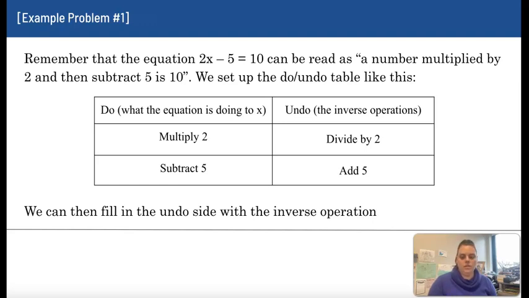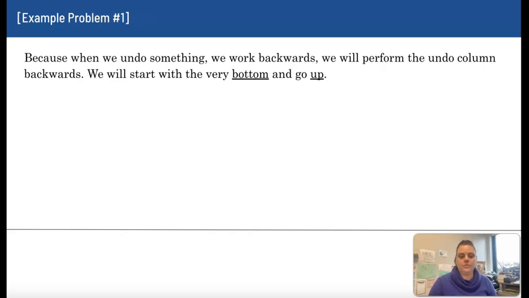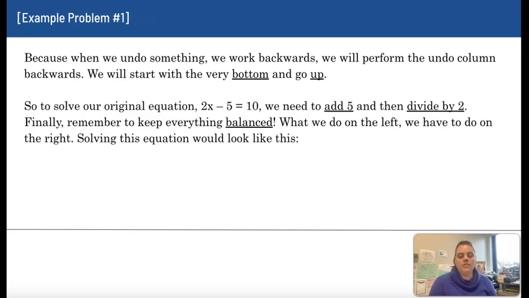Now, it's important to note that because when we undo something, we work backwards, we're going to perform the undo column backwards. So we're going to start from the bottom and go up. To solve our original equation, 2x minus 5 equals 10, we are going to need to add 5 and then divide by 2 because we're going from the bottom up. Finally, remember to keep everything balanced. What we do on the left, we have to do on the right. So solving the equation will look something like this.